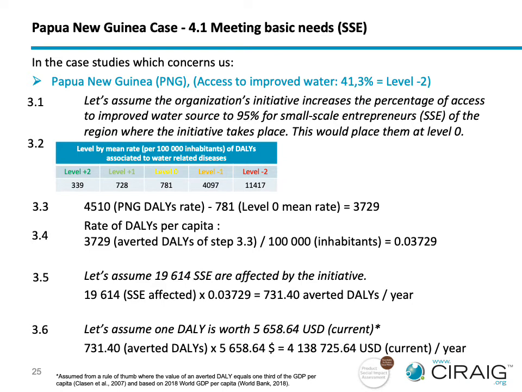If we focus on the organization located in Papua New Guinea, in this case study, access to improved water of Papua New Guinea was 41.3%, placing them at level -2. Let's assume the organization's initiative increases the percentage of access to improved water sources to 95% for small-scale entrepreneurs of the region where the initiative takes place. This would place them at level 0 on the first reference scale that we presented.